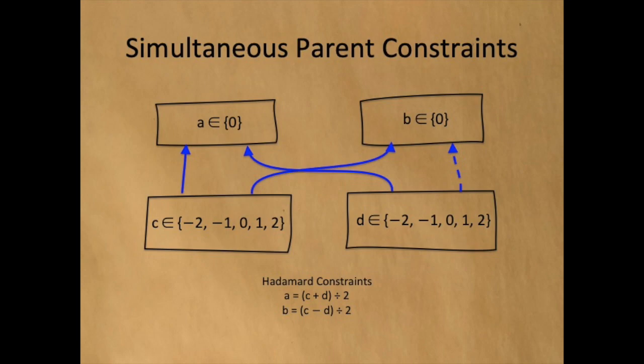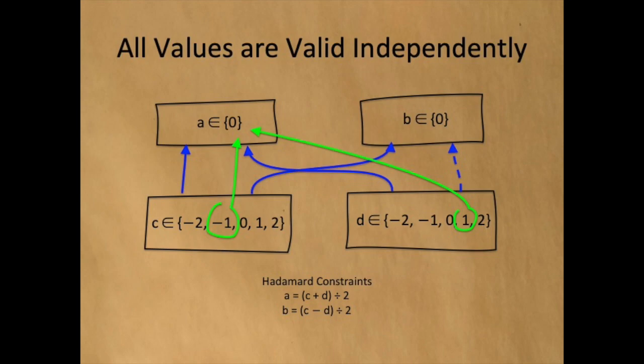Originally, we had treated the values for a and b separately. So, for example, if C must be in the set -2, -1, 0, 1, and 2, and D must be in the set -2, -1, 0, 1, and 2, then for all values of C, there is a D that will produce the value A equals 0. And for all values of C, there is a D that will produce the value B equals 0. So, for example, if C equals -1 and D equals 1, then A equals 0. Likewise, if C equals 2 and D equals 2, then B equals 0. So all values of C and all values of D work independently.